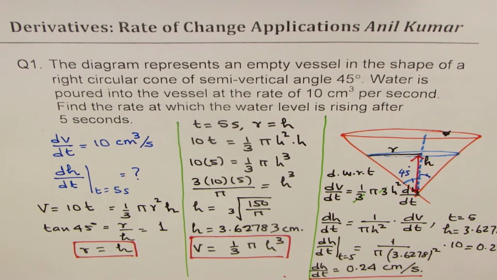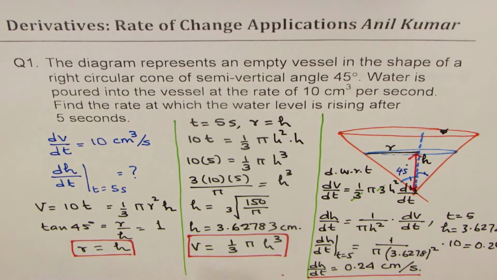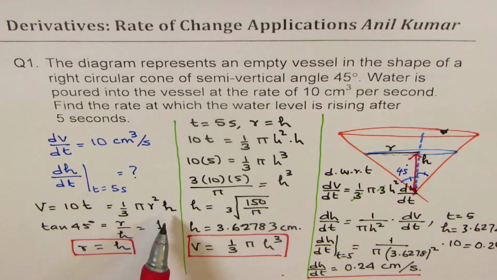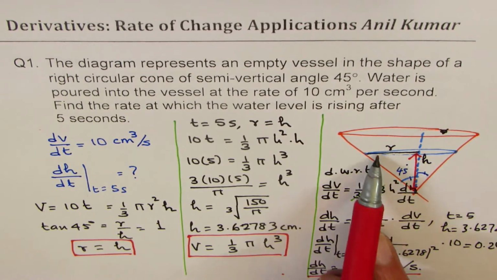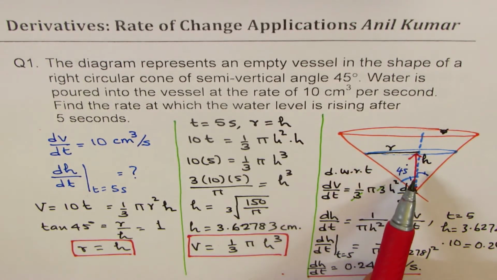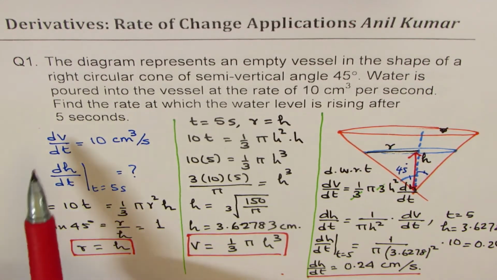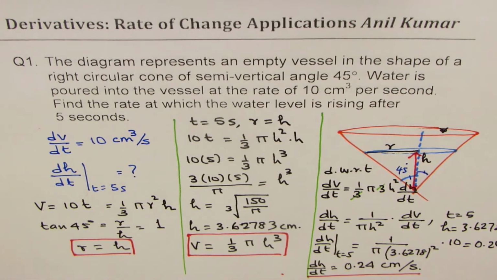I hope the steps are absolutely clear. The idea is first to relate volume with time, where volume is 10t. We know the standard formula of a cone: volume is 1/3 pi r squared h. We can replace h with r since we know the angle is 45 degrees. Tan 45 is 1, so the ratio of radius to height is 1:1. Once we get an explicit formula in terms of height, we can differentiate with respect to time on both sides and calculate the rate of change of height with time for t equals 5 seconds.